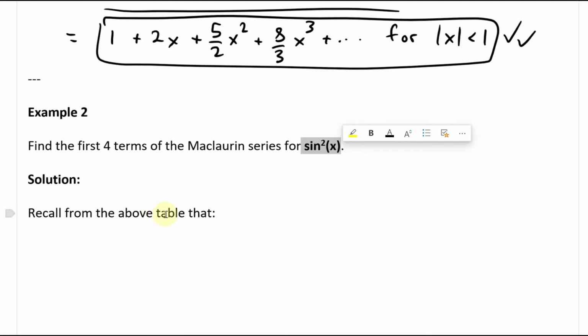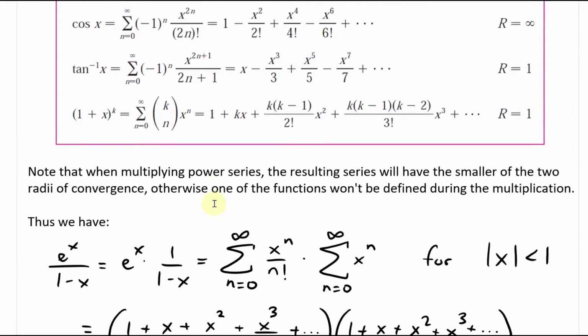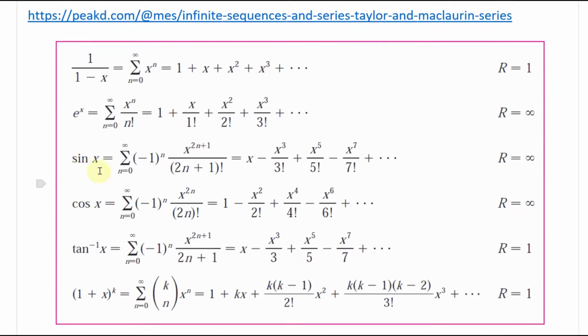So, solution. Recall from the above table, let's just scroll up to the table. We have sine of x equals the summation from n equals 0 to infinity of (-1)^n times x^(2n+1) divided by (2n+1) factorial. This equals x to the power of 1, minus x cubed over 3 factorial, plus x to the 5 over 5 factorial, then minus. You're alternating the signs, and you're going by odd numbers in the power and the factorial.